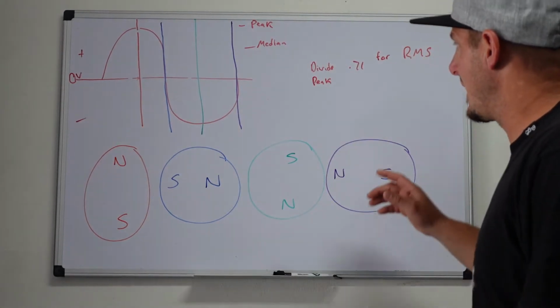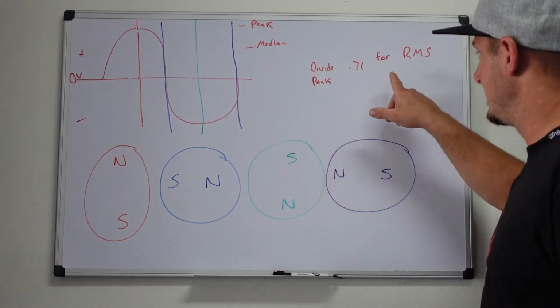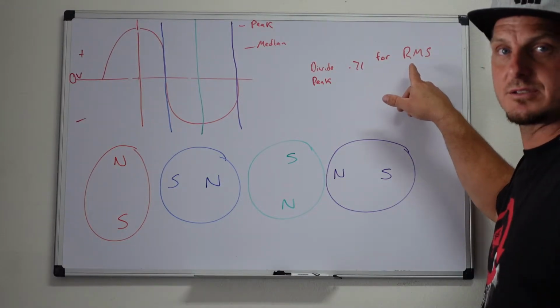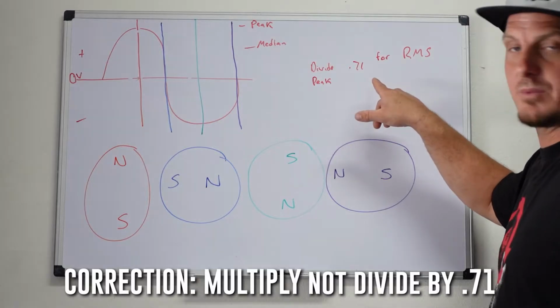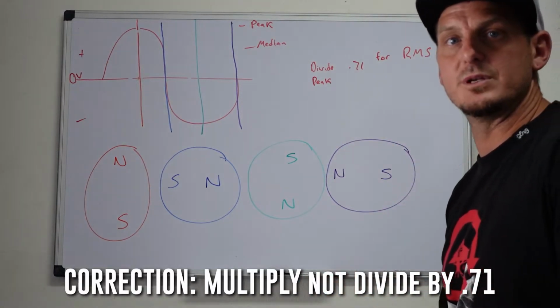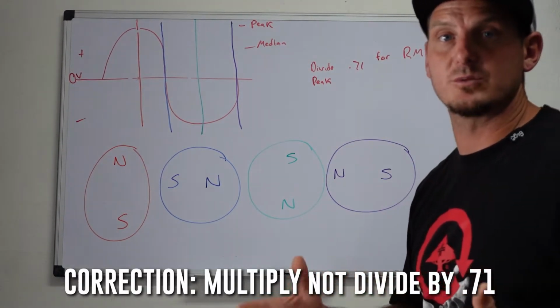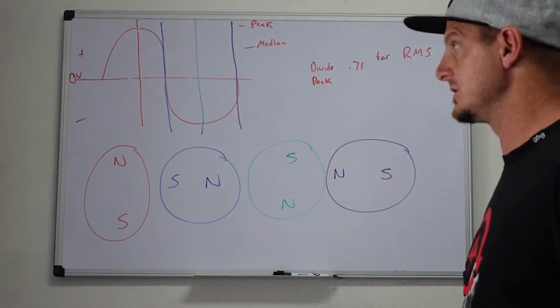So usable power is not the peak or the median. It's going to be determined by a thing called RMS, root mean square. The way we get that is we take the peak, multiply it by 0.707, and that will get our root mean square, or our actual usable voltage.